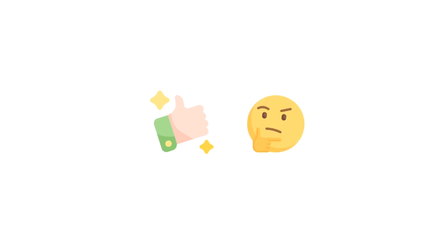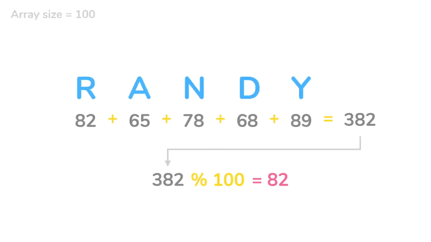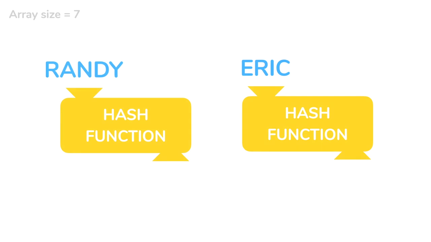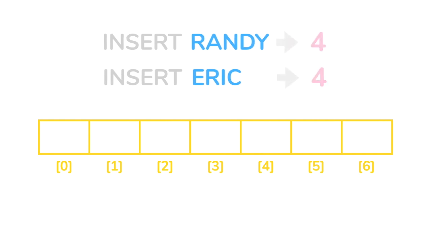But there is something we need to talk about when we're dealing with hash tables, and that would be something called collisions. In the hash function example I just gave, there might be a chance that two names can have the same hash code. Let's say we want to store two names, Randy and Eric, and we want to store it in an array of a size 7. If we put them in the hash function, they will be giving out the same hash code.